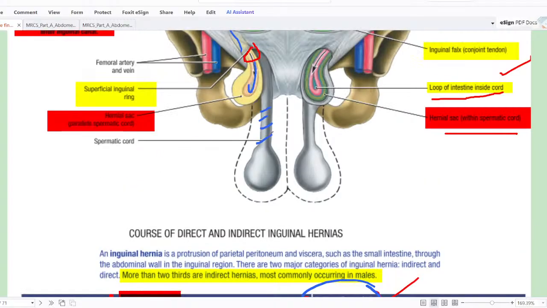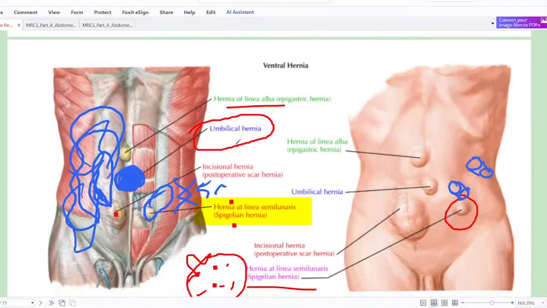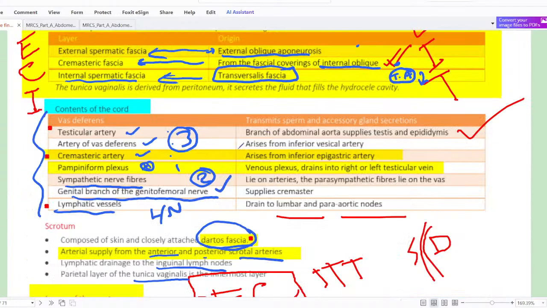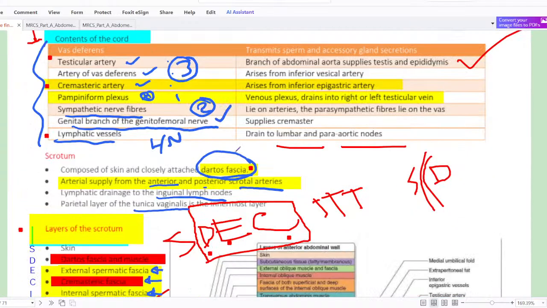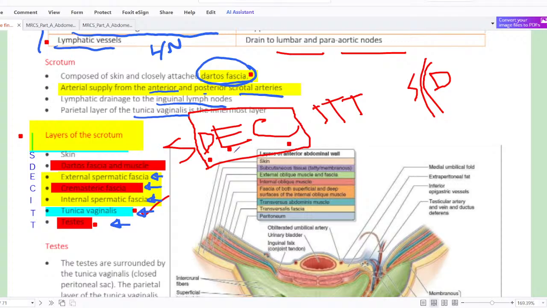Just remember, when we studied the content of the inguinal canal, we saw the spermatic cord. In the spermatic cord, there are 3 layers covering it. And before these 3 layers, simple 2 structures: one is skin, another is dartos muscle and fascia. Simple, right? Skin, dartos fascia and muscle, then those 3 layers: external spermatic fascia, cremasteric fascia, internal spermatic fascia. After that, tunica vaginalis and the innermost layer, testis. So the testis is covered by the tunica vaginalis. If they ask a question like this, the testis is covered by the tunica vaginalis.